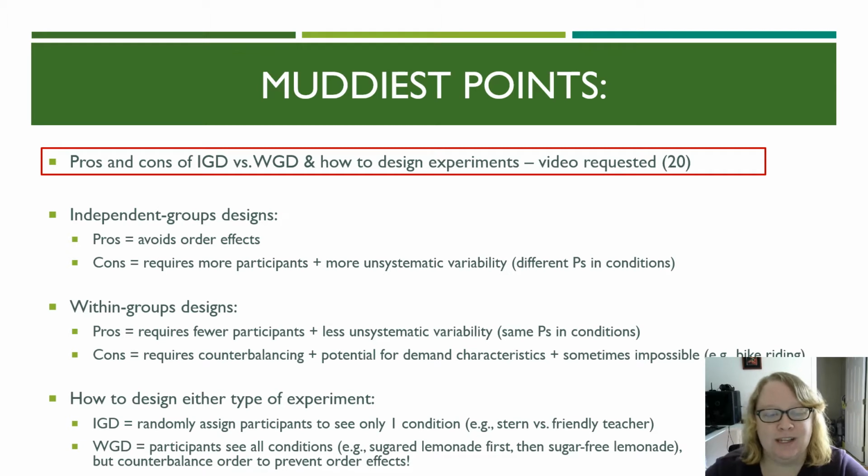So the main pro is that it avoids order effects because you have different people in your 2 conditions. They're not seeing both of them. They can't modify their responses. You know, they don't know what it is that you're studying, all that good stuff. It avoids those kinds of problems. But it does have cons.